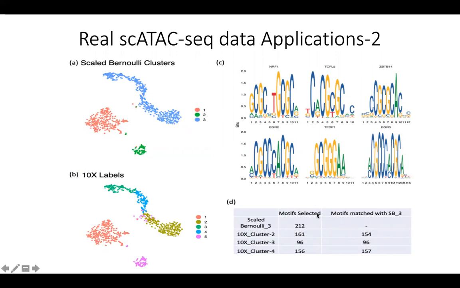By doing some motif analysis using representative peaks of our cluster 3 and the corresponding 3 clusters from 10x, we think the underlying motifs in cluster 3 of our method and the corresponding clusters from 10x are quite similar. And it might be that the 10x labels here are, in this case, over-clustering the data.